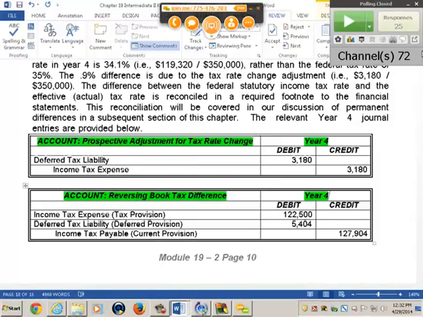Okay, so anytime a tax rate changes, you can use either approach. You could take the cumulative approach on the full amount of the liability, or just take the change in the tax rate. But whatever approach you use, that adjustment has to be made in the year of the tax rate change.